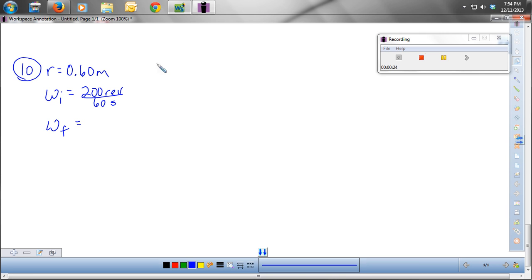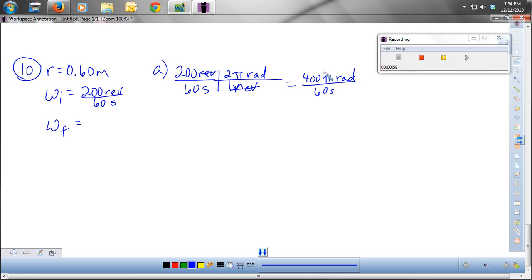Part A wants to know what is this 200 revolutions every 60 seconds in radians per second. So 200 revs every 60 seconds, and there are 2 pi rads for every 1 revolution. So those cancel. So now I have 400 pi radians divided by 60 seconds. So when I did that, I got 20.94 radians per second.